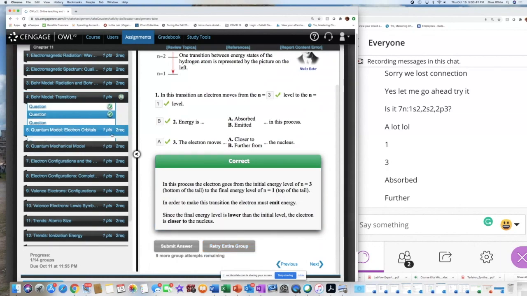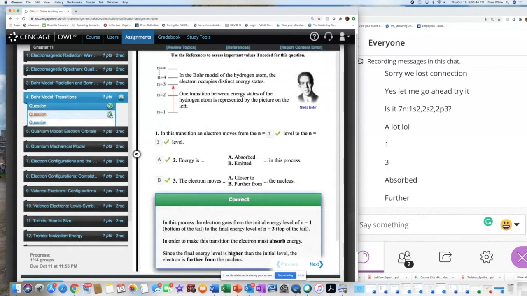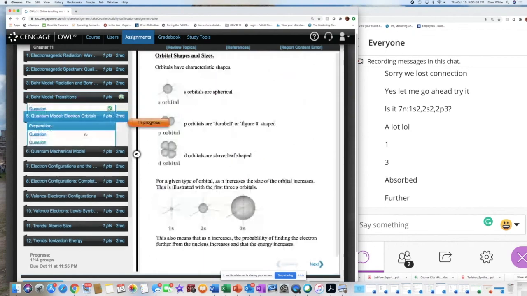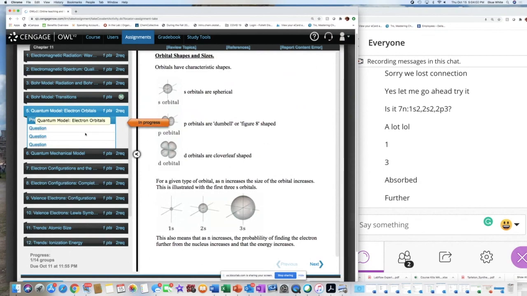When you're working on these, you only need to work two to get mastery. You have a choice if you want to work the third one. You don't have to though, because once you get this, it's like a seal of mastery. You're good. You can move on. I don't know if you guys knew that. And this is showing the different shapes: S orbitals are spherical, P orbitals are figure eight, D orbitals are clover leaf. As you go from one energy level to a bigger energy level, each shape gets bigger. So it's kind of reviewing everything I said.